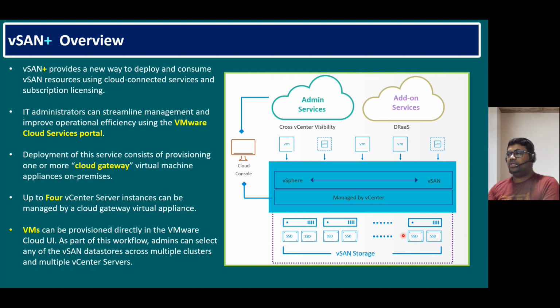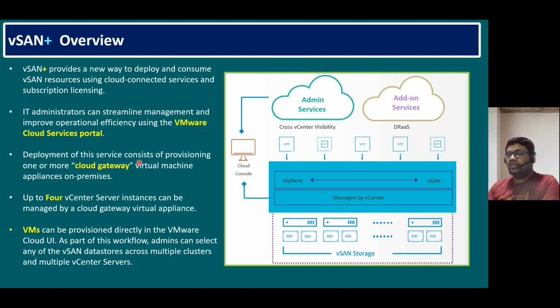But the benefit of vSAN Plus is that, same as vSphere Plus, it also provides a cloud console, and the main services are admin services and add-on services. This services information I mentioned in the description. So let's try to understand the vSAN Plus overview description. vSAN Plus provides a new way to deploy and consume vSAN resources using cloud connected services and subscription licensing. IT administrators can streamline management and improve operational efficiency using the VMware Cloud Service Portal, same as vSphere Plus.